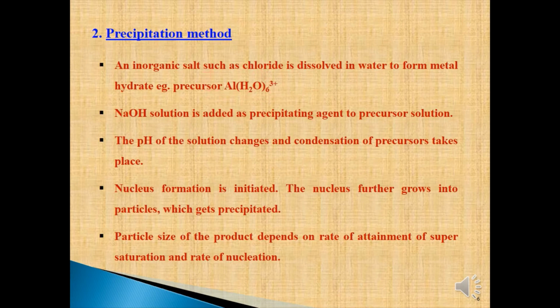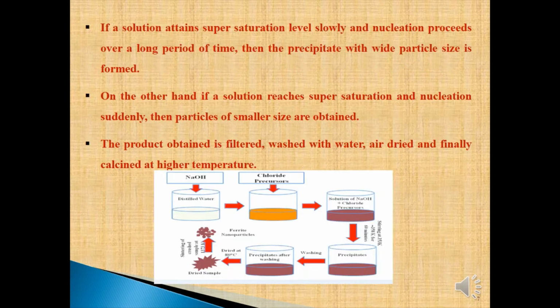The pH of the solution changes and condensation of the precursor takes place. Nucleus formation is initiated. The nucleus further grows into the particle which gets precipitated. The particle size of the product depends upon the rate of attainment of supersaturation and rate of nucleation. If the solution attains supersaturation level slowly and nucleation proceeds over a long period of time, then the precipitate with wide particle size is formed. On the other hand, if the solution reaches supersaturation and nucleation suddenly, then the particle of small size is obtained.